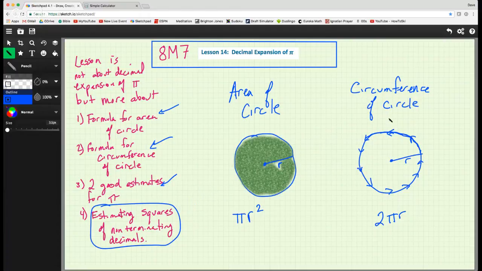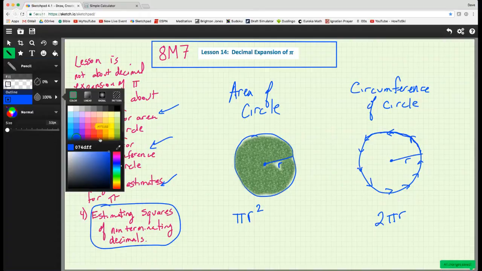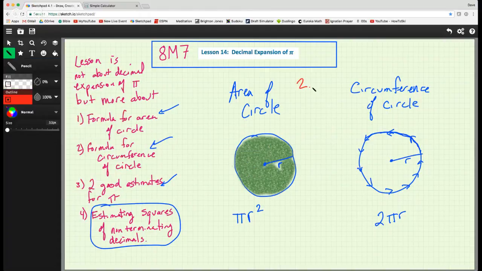circumference of a circle. These are two key formulas for geometry. If you know anything about geometry, if you've taken any geometry class, these two formulas you are expected to know. Any math teacher will expect you to know and have memorized these. So let me give you a few hints.